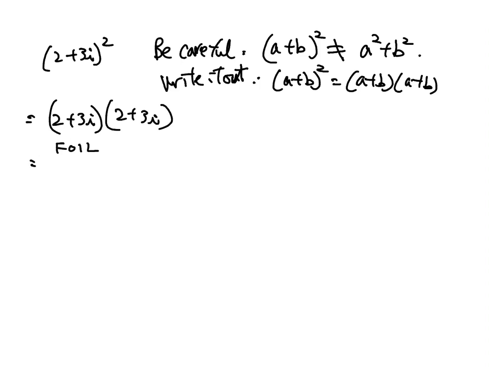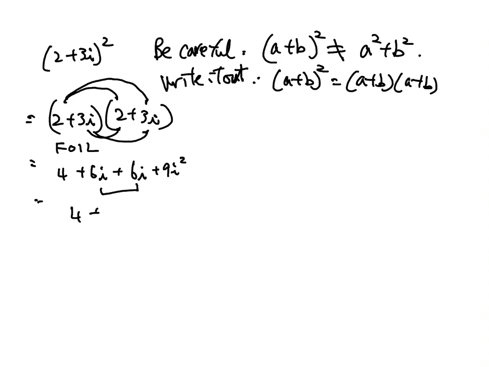FOIL again. 2 times 2 is 4, so the first. The outside is plus 2 times 3i is 6i. Inside is 3i times 2 is 6i. And last, 3i times 3i is 9i squared. Okay, so clean things up. 4 plus 12i plus 9 times negative 1, because i squared is negative 1. So 4 plus 12i minus 9. Then you get negative 5 plus 12i.